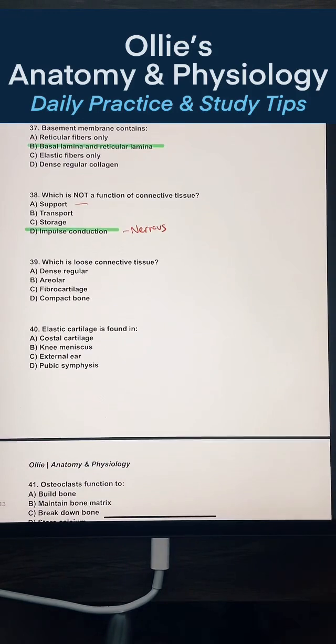Number 39, what is loose connective tissue? What is loose connective? A, B, C, or D? What do you guys think?